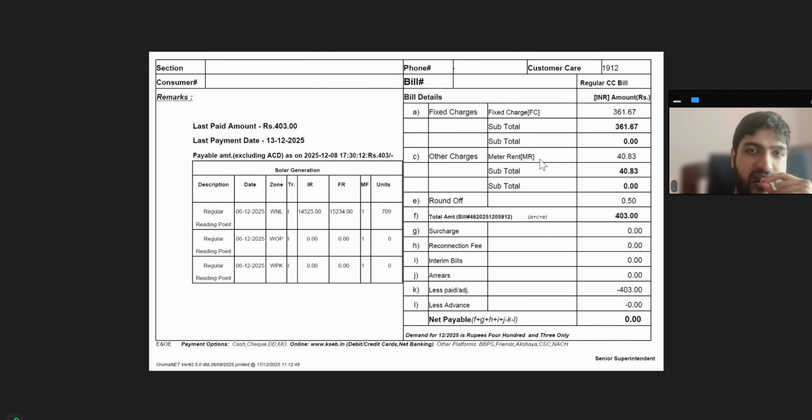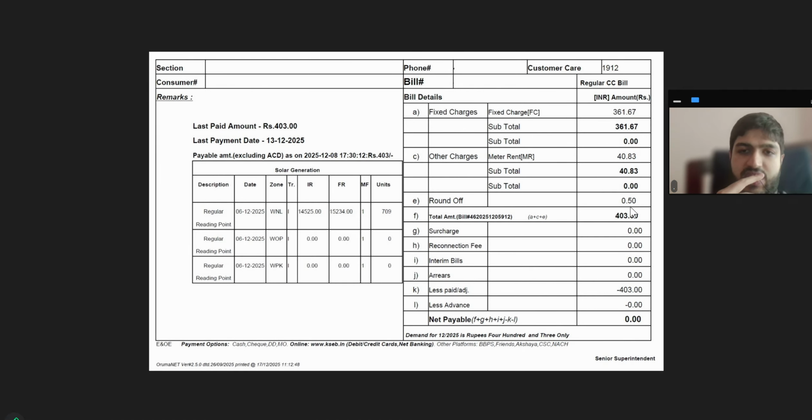Now, please note that even if you are a solar prosumer, you have to pay the fixed charges. This is the base amount. Even without any net import, or if your net export is higher, there won't be any energy charges, but you have to pay what is known as the fixed charge plus meter rent. That's 403 rupees. That again changes based on your fixed charge calculation, etc.